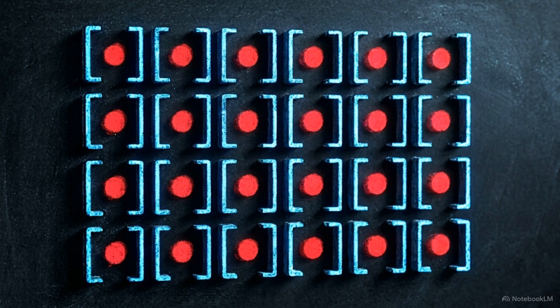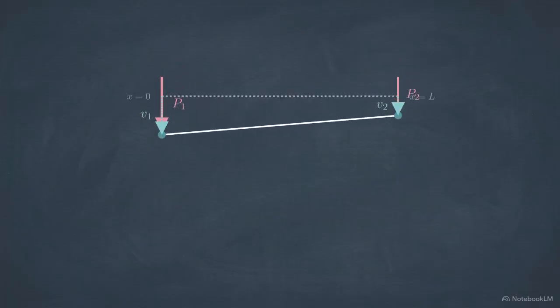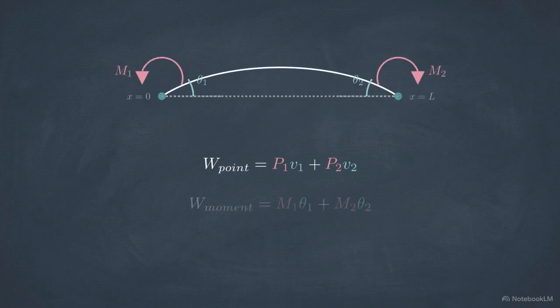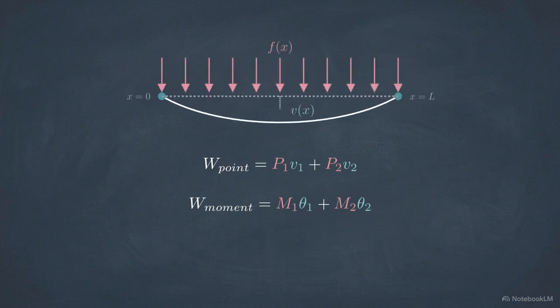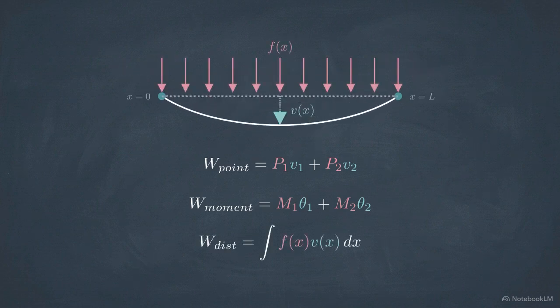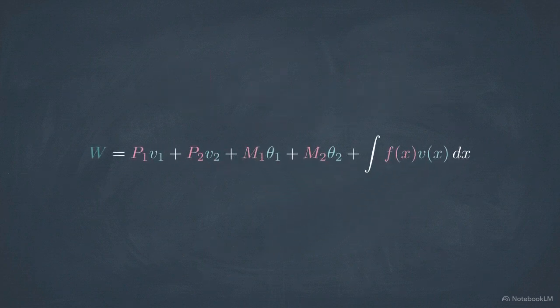Translating these physical forces into strict energy definitions is mandatory before we can generate any stiffness matrix for the element. This diagram shows work by point loads, P1V1 plus P2V2. For concentrated moments, it's M1 theta 1 and M2 theta 2. Lastly, distributed load work requires integrating the load function multiplied by deflection across the beam's length.